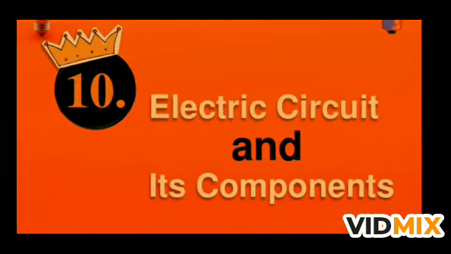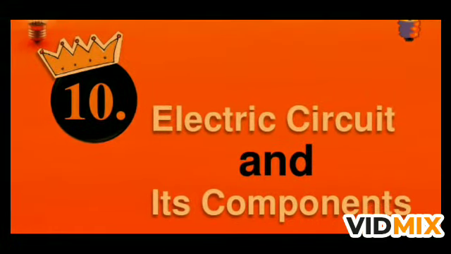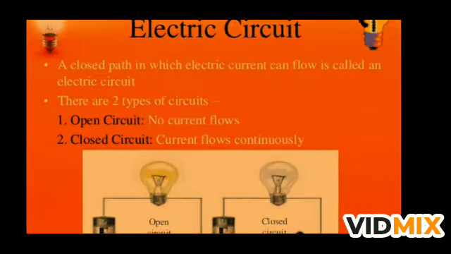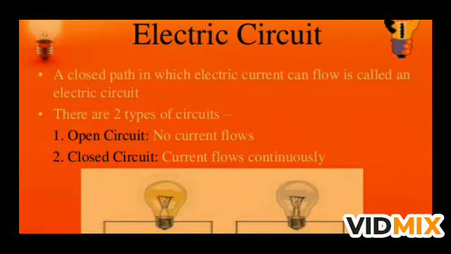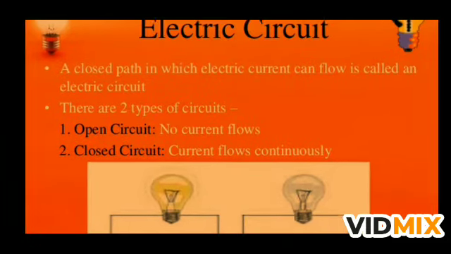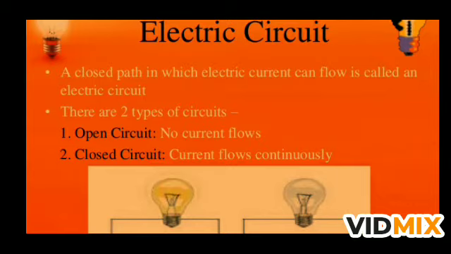Now, what is an electric circuit and component? In the previous video I discussed the components and the symbols also. So here again, an electric circuit is a closed path in which electric current can flow. Closed path means when the switch is on, the wires are touching each other and there is no air gap, so we can say that is a closed path. So a closed path in which the electric current can flow is called an electric circuit.